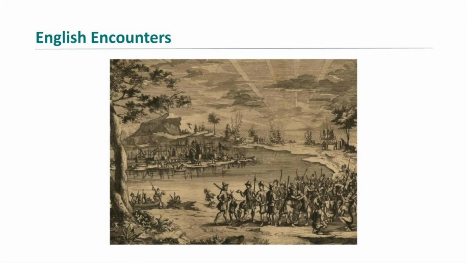Here's an early 17th century engraving showing the English explorer Bartholomew Gosnold encountering Native Americans. He landed at Cape Cod in 1602 and established a small outpost there. This shows the region's Indians had much experience with Europeans before the Pilgrims settled there.